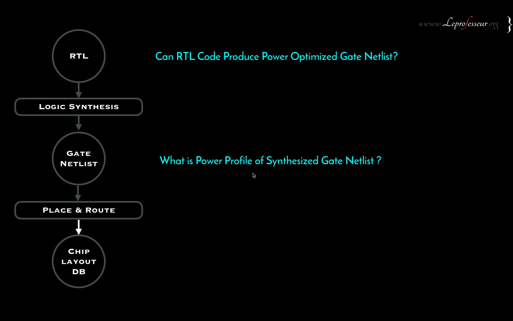we can end up in problems during backend activity, because the backend tool would also add certain kinds of extra structures. Also, during the backend activity, you have the library information of a particular technology. So we need to be aware of how much power our chip is going to be consuming, and in the end, we want to know whether our final chip layout is optimized for power or not.